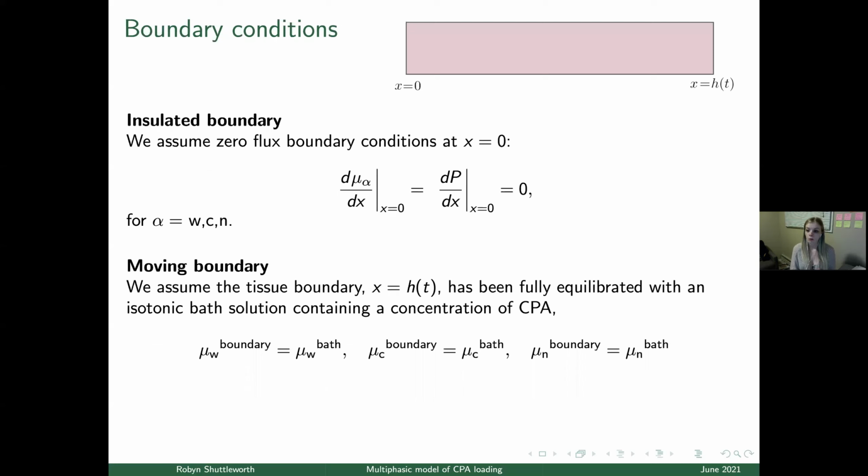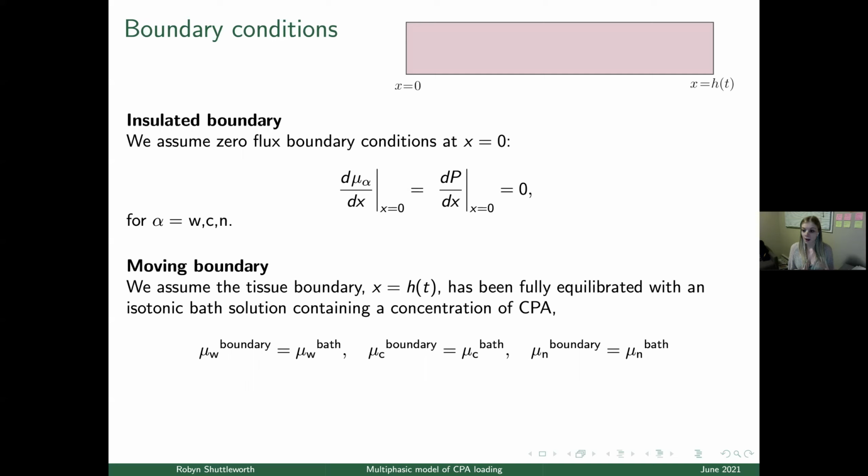We can then move on to consider our boundary conditions for our tissue. So we have 2 boundaries in our tissue because we are working in a 1-dimensional system. On the left, at x equals 0, we have what we call an insulated boundary. In the previous model for articular cartilage, this was considered to be at the bone, but because we are working with any type of tissue, this is just called an insulated boundary. And at this boundary, we have no movement of any substances. So the chemical potential gradients are 0. On our moving boundary, so the boundary that is in contact with the bath, x equals h of t, we assume that the tissue is in contact with a fully equilibrated bath solution that contains some CPA.